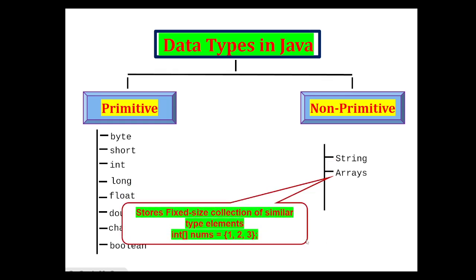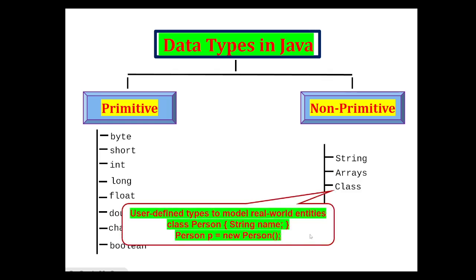Next is arrays. Like arrays store a fixed size collection of similar type of objects. It can store an array of objects and any different kind of similar data types. For example, int num array. So this is the array of int, and we can store different integer values inside that.